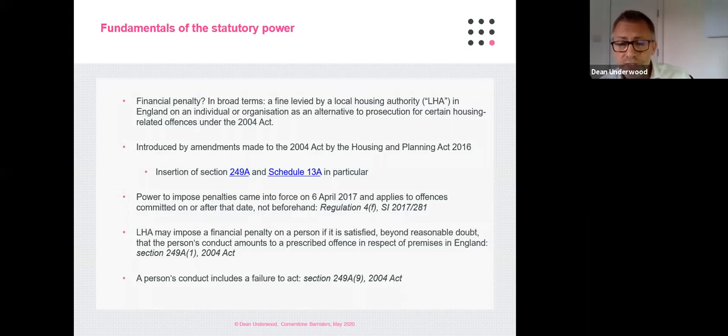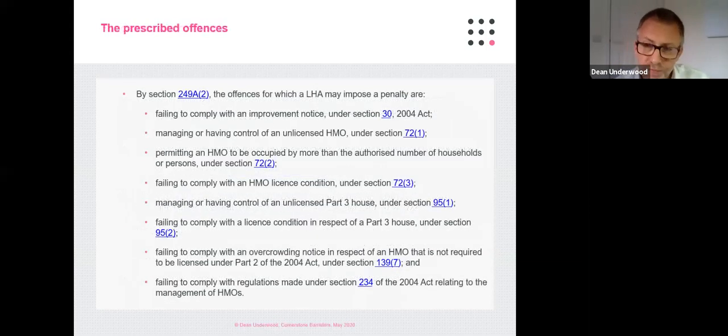Now, for these purposes, a person's conduct, as you will see, includes a failure to act. And so, for example, a failure to licence, as we will see in a moment, will amount to a relevant housing-related offence. Well, all of that rather begs the question, what exactly are the prescribed offences? These are provided for by section 249A, subsection 2.